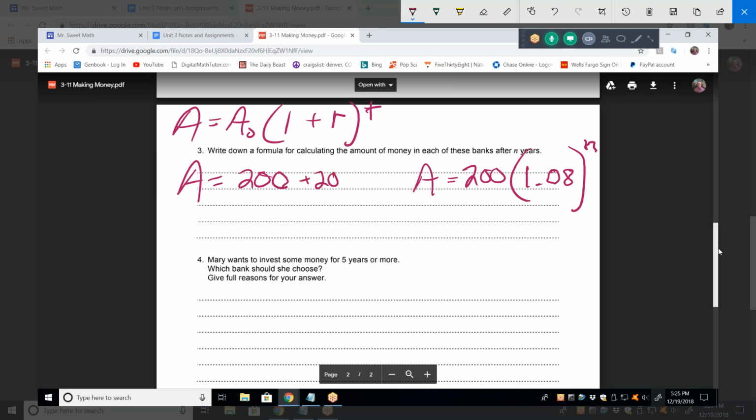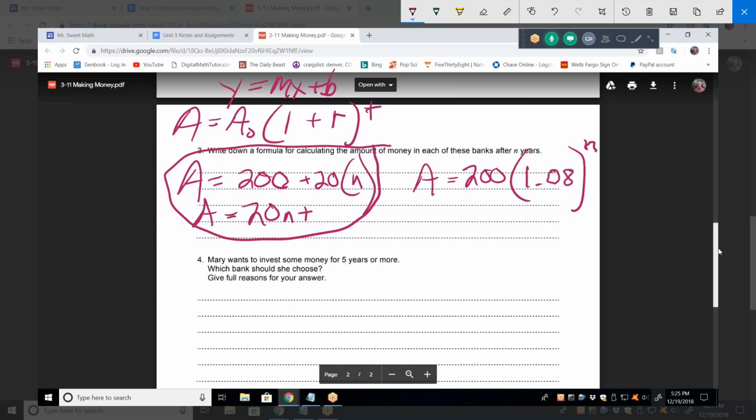20 times n. Notice that that is an algebraic, and that is a linear equation. There's nothing being squared. I don't have a variable in the exponent. That's just a straight linear equation of the form y equals mx plus b. I want to write it as y equals mx plus b. I'll write it as A equals 20n plus 200. That's a straight line.